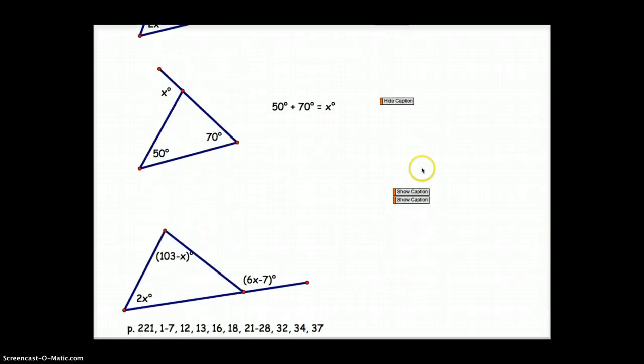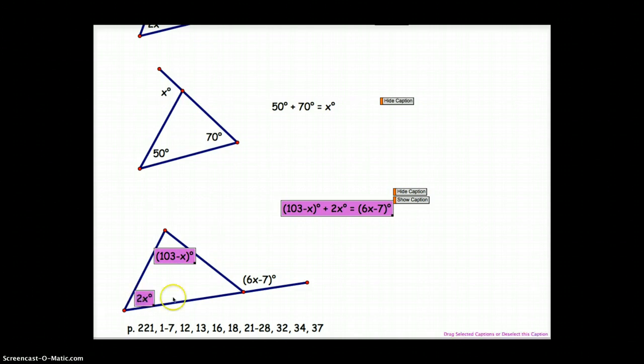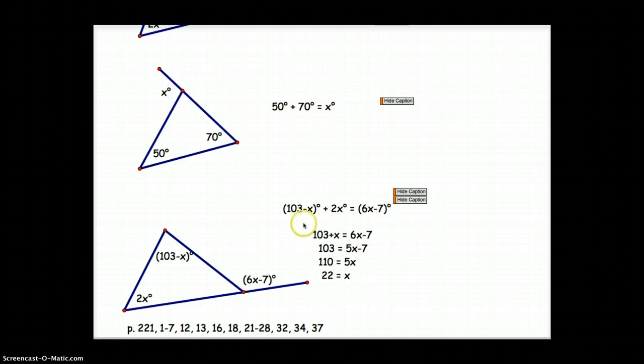Okay, and then our last example, how would we solve for these x's right here? We could set 103 minus x, that's the remote angle, plus another remote angle of 2x, equals this exterior angle, 6x minus 7. And then you just solve for x, okay? And here's the process for that. Since it's a little lengthier, you drop the parentheses, combine your like terms, get x on the same side, and then divide both sides by 5, and then you're good. That's pretty much all there is to it. There's not a whole lot more than that.